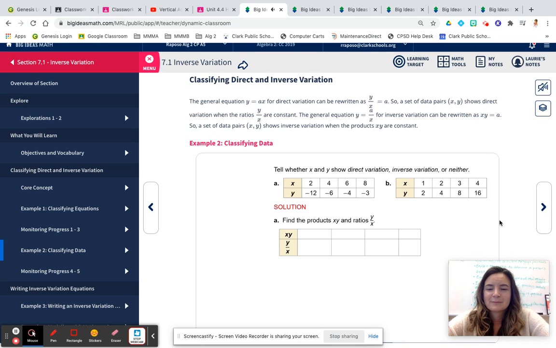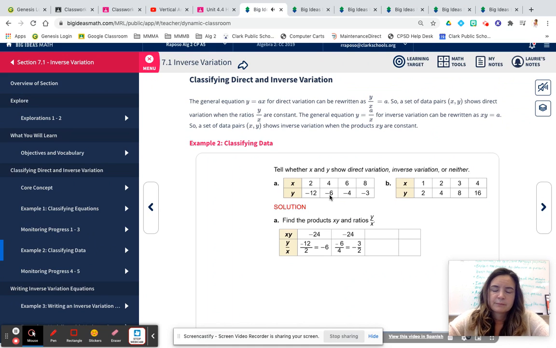Solution. A. Find the products xy and ratios y divided by x. So they're going to do those two things I talked about. 2 multiplied by -12 gives -24, and -12 divided by 2 gives -6. I would just do it across this way and then do this way. -6 multiplied by 4 gives -24, and -6 divided by 4 gives -3/2.